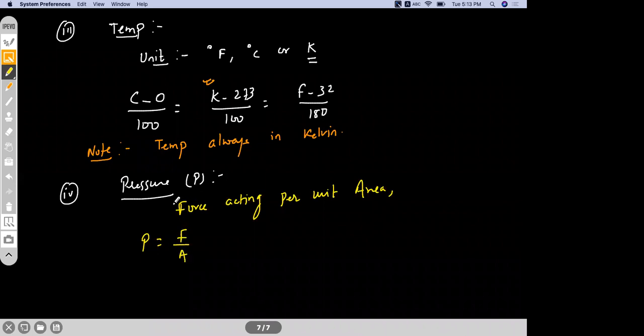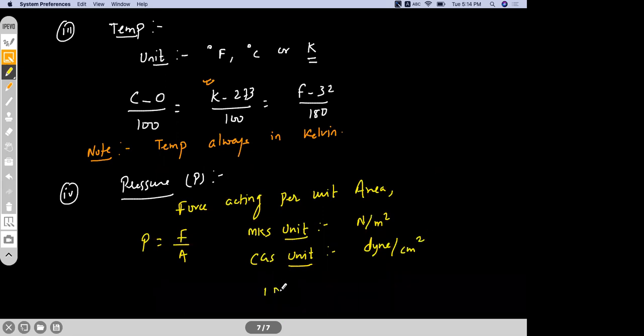Its MKS unit of force is Newton, and area is meter square, so the unit is Newton per meter square. If you talk about the CGS unit, it is dyne for force, so dyne per centimeter square. 1 Newton is equal to 10 to the power 5 dyne. And 1 Newton per meter square is 10 dyne per centimeter square.